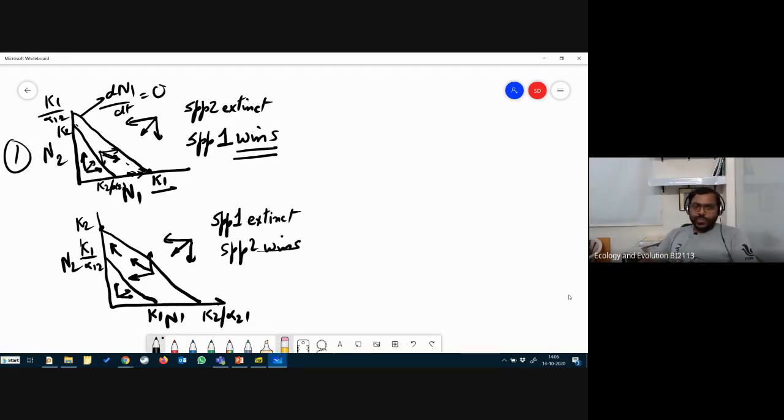Okay, so this was our case 2. Now we come to case 3, where we have the two isoclines intersecting for the first time. When they intersect, there are two ways in which they can intersect. So let's take the first one.